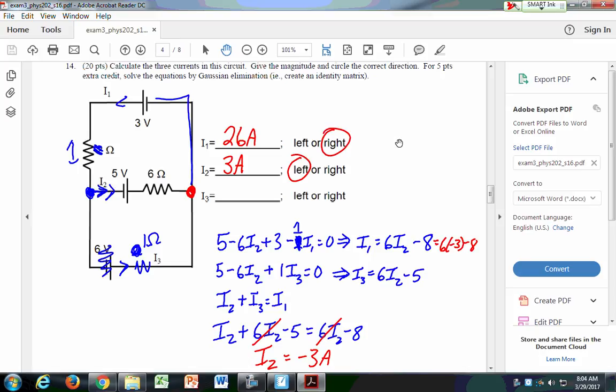And then I do the same right here. 6 times negative 3, minus 5, that's negative 18, minus 5, negative 23. So I get 23 amps. I chose I3 to the right, so that means it's to the left. Goodness, I didn't get any of the directions right. But it doesn't matter. I didn't intend to. I just chose them randomly.